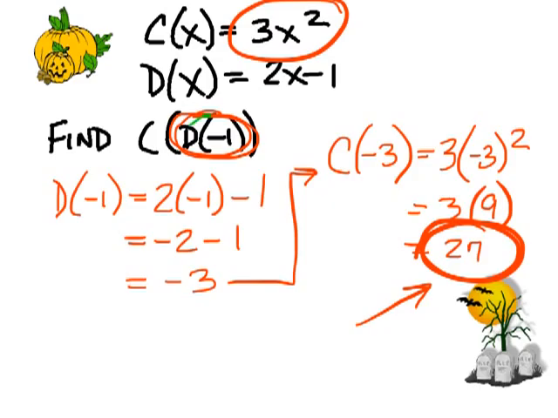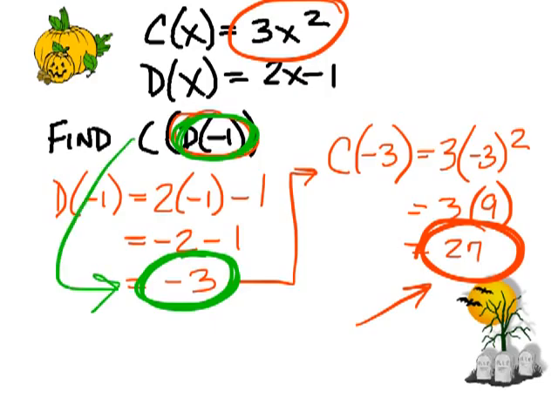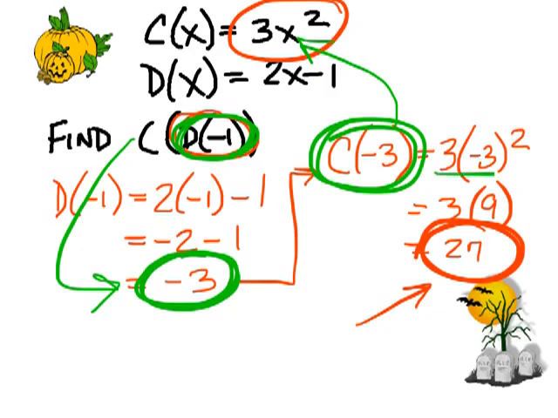Again, in review, you start in the innermost set of parentheses with that function and get an answer for that, which is this, negative 3. And then you treat that as c of negative 3, like we did here, plugging in negative 3 for x in the c function, evaluate, and get the final answer.